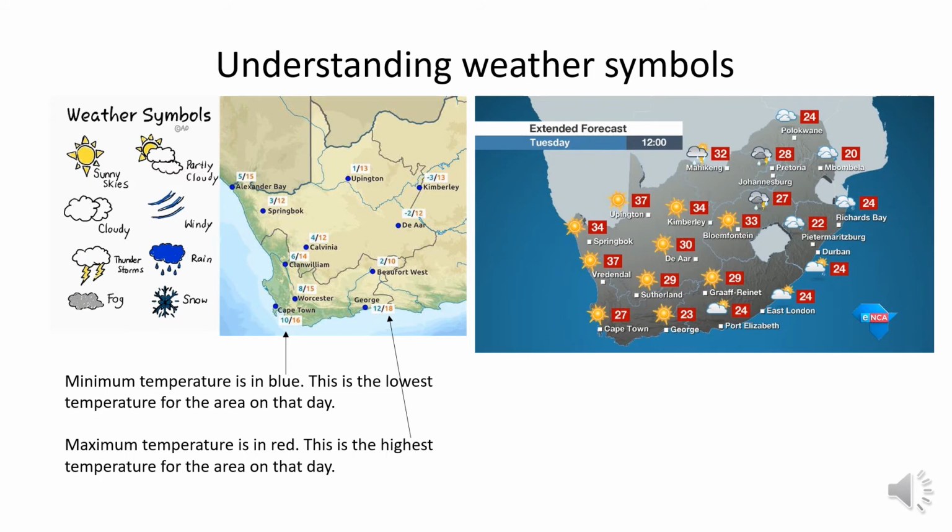Yes, the red temperature means that's the maximum temperature. This is in red. This is the highest temperature for the area on that day. So George will be experiencing a temperature of 18 degrees Celsius. That is the highest temperature that they will be having. Now looking at these maps and looking at the weather symbols, do you think you could complete the worksheet on your own?